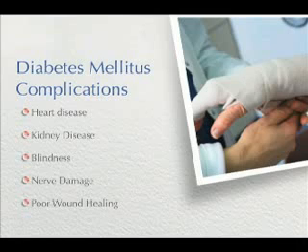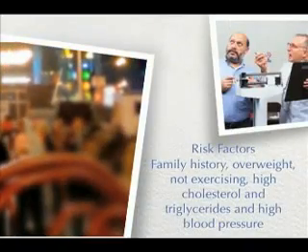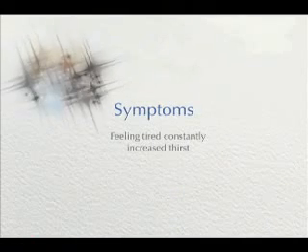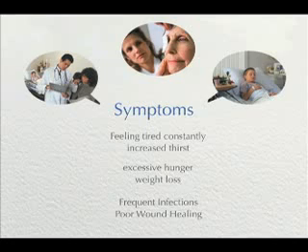Common complications from diabetes include heart disease, kidney disease, blindness, nerve damage, and poor wound healing. Risk factors for diabetes include a family history of diabetes, being overweight, not exercising, high cholesterol, high triglycerides, and high blood pressure. Common symptoms of diabetes are feeling tired constantly, increased thirst, excessive hunger, weight loss, frequent infections, and poor wound healing.